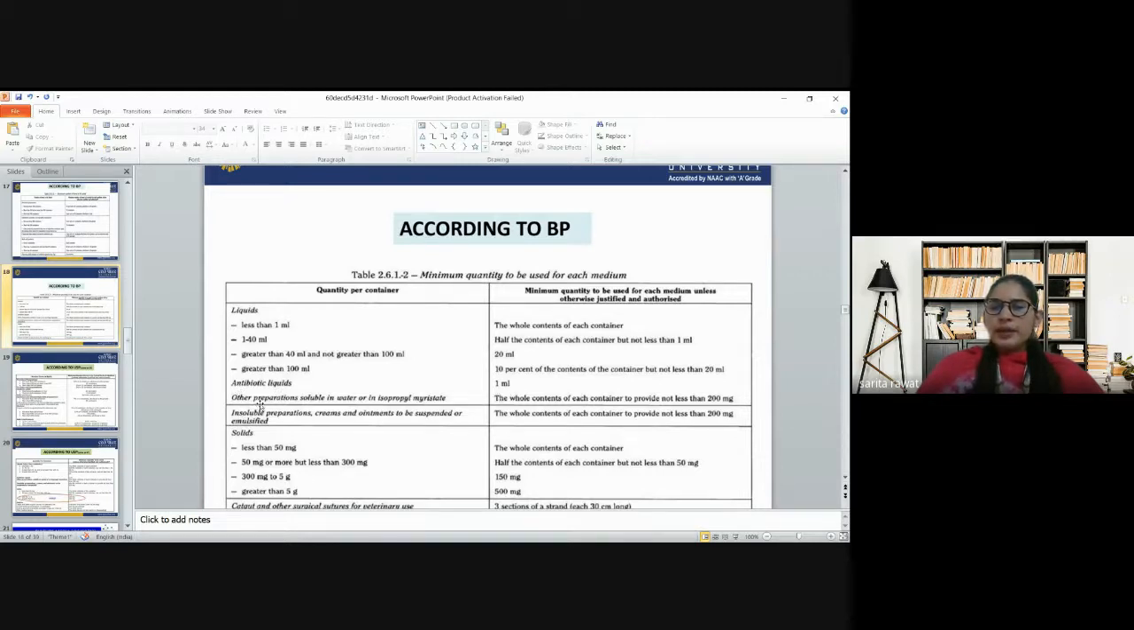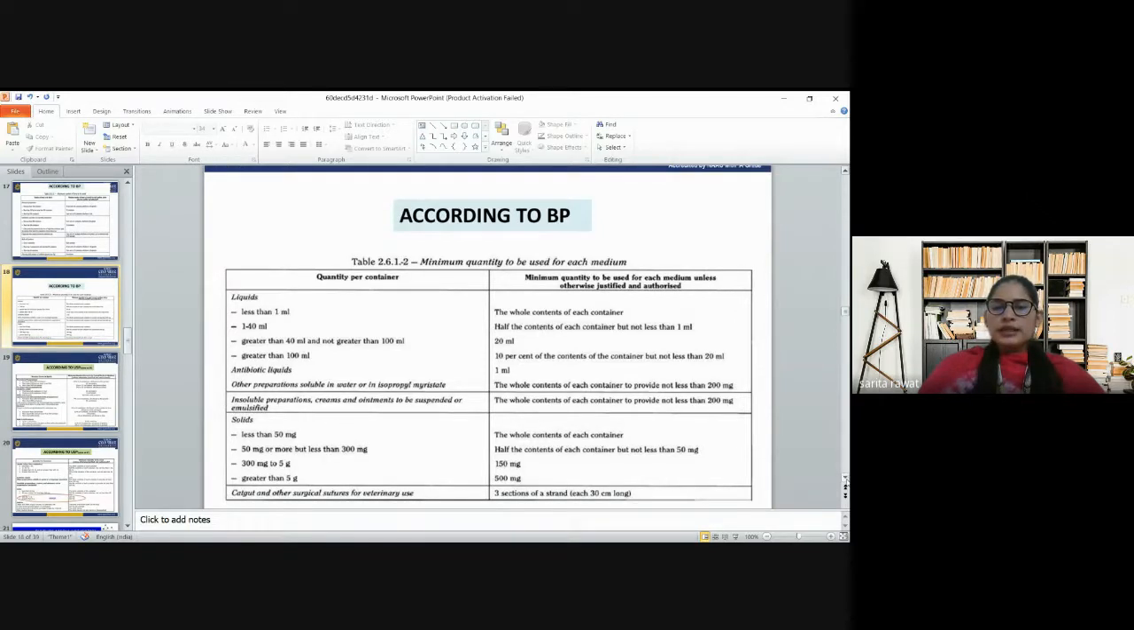For other preparations soluble in water or isopropyl, we have to take the whole contents of each container to provide not less than 200 mg. Now, for insoluble preparations, creams and ointments to be suspended or emulsified, the whole contents of each container are to be provided, not less than 200 mg. So, we have to test it.